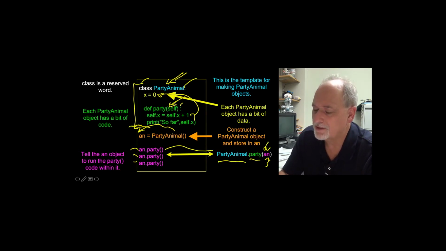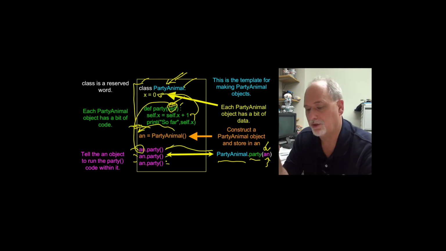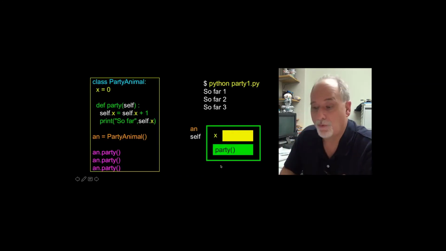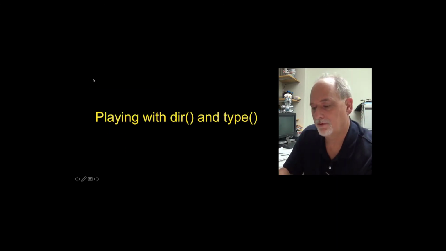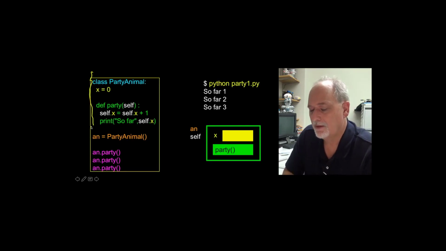And so self ends up being an alias of an each time these are called. Now if we make a different variable and a second object, which we will eventually, you will see that works a little bit differently. And so this syntax is a short version of that syntax. So if we watch how this executes, it starts up here, it just defines it, and then we construct it.